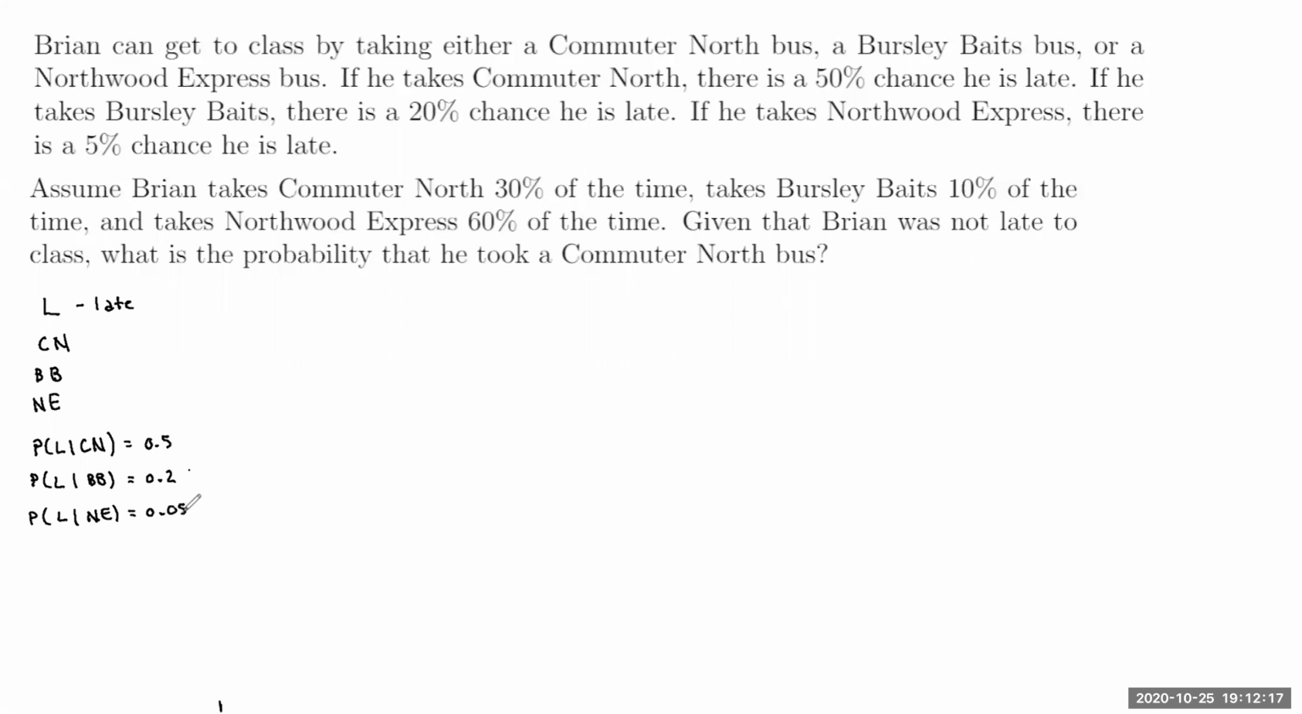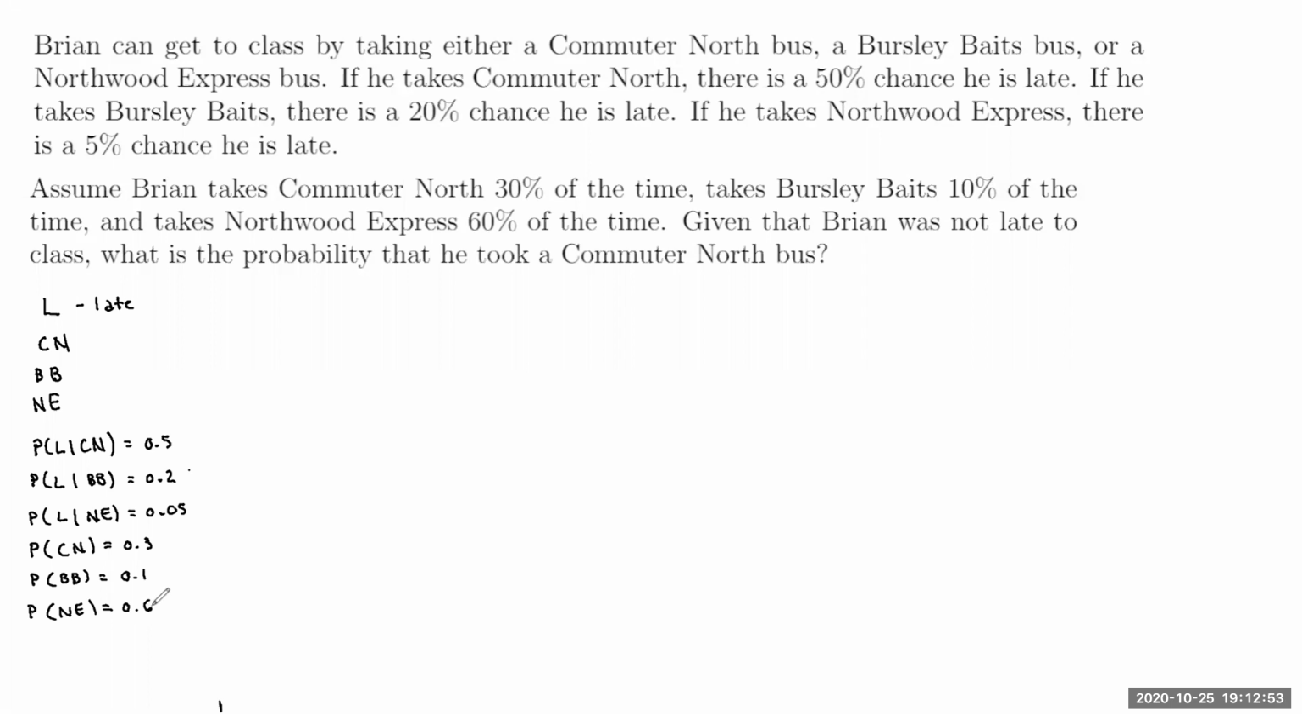We also know that he takes Commuter North 30% of the time, Bursley Baits 10%, and Northwood Express 60% of the time. So we know that P of CN equals 0.3, P of BB equals 0.1, and P of NE equals 0.6.